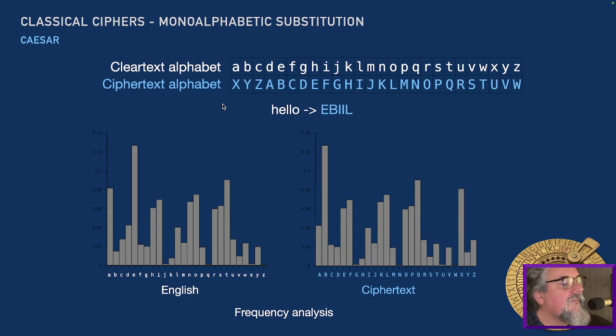So the thing here is that it's called monoalphabetic substitution. Substitution is because you use this table to substitute letters between the clear text and ciphertext alphabet. And monoalphabetic means that every time there is an A, you exchange it with an X. So every time there's an X in the ciphertext, there will be the same letter, in this case A, in the clear text.